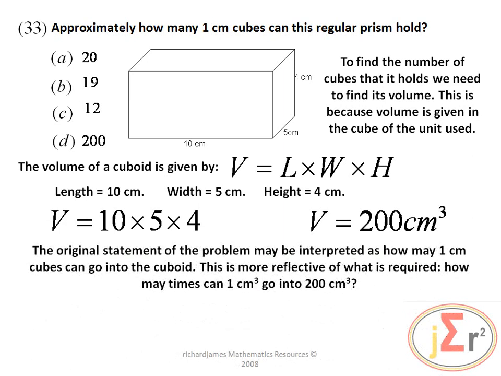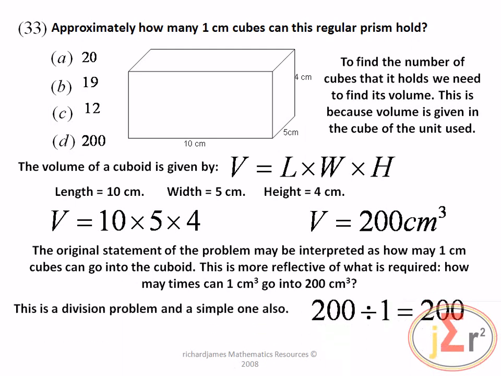The original statement of the problem may be interpreted as how many 1 centimeter cubes can go into the cuboid. This is more reflective of what is required. How many times can 1 centimeter cube go into 200 centimeter cube? This is a division problem, and a simple one at that, because we are just dividing by 1. So 200 divided by 1 is equal to 200. The answer is option D.